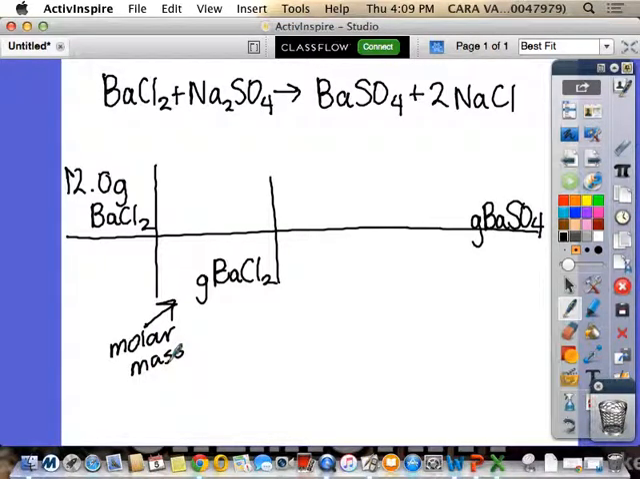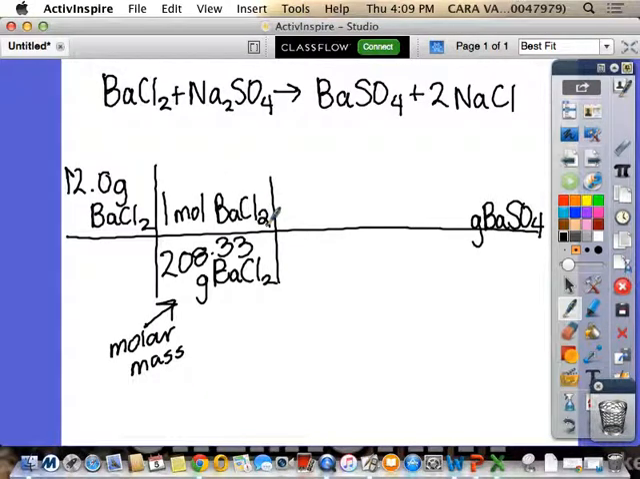So when we calculate the molar mass of barium chloride, we get 208.233. And you'll have to pardon me because I don't have a lot of space to write. We know that the molar mass always represents 1 mole of any substance. So go ahead and fill that in.